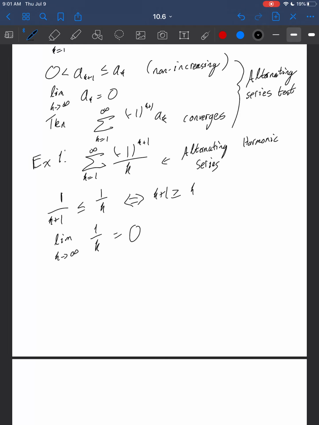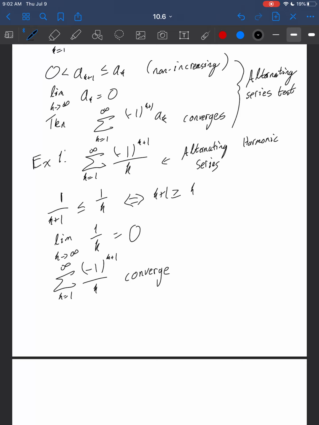We are doing 1 over a number that's getting bigger and bigger and bigger, and so surely this does go to 0 in this case. So by the alternating series test, this series here, k equals 1 to infinity of k, is going to converge.